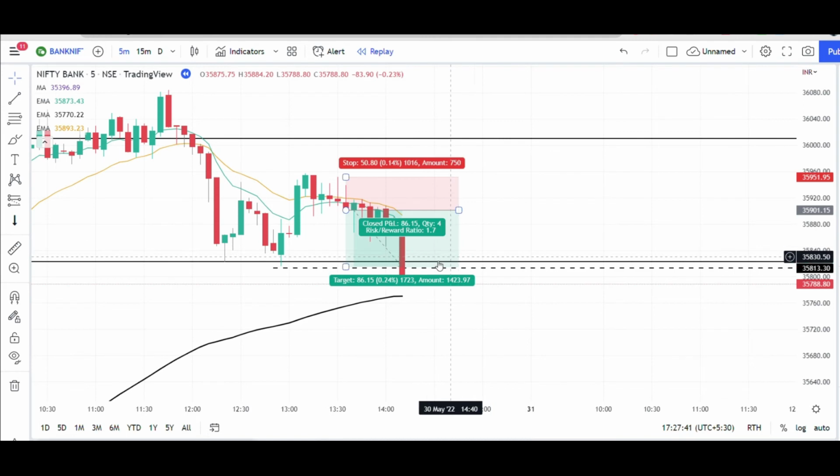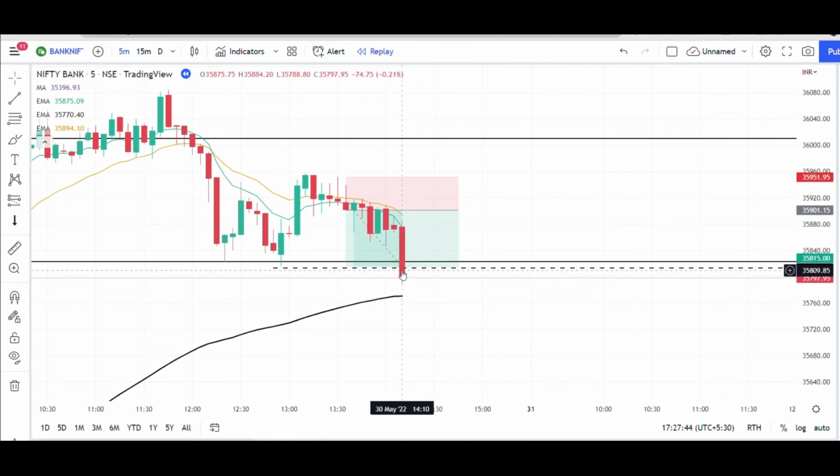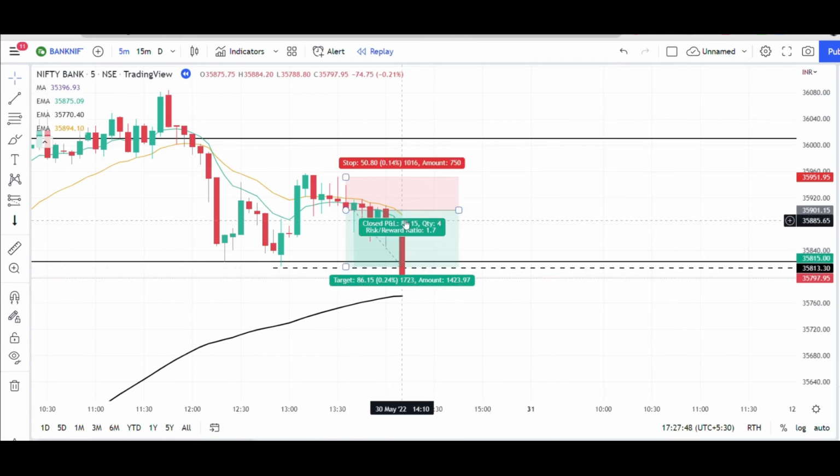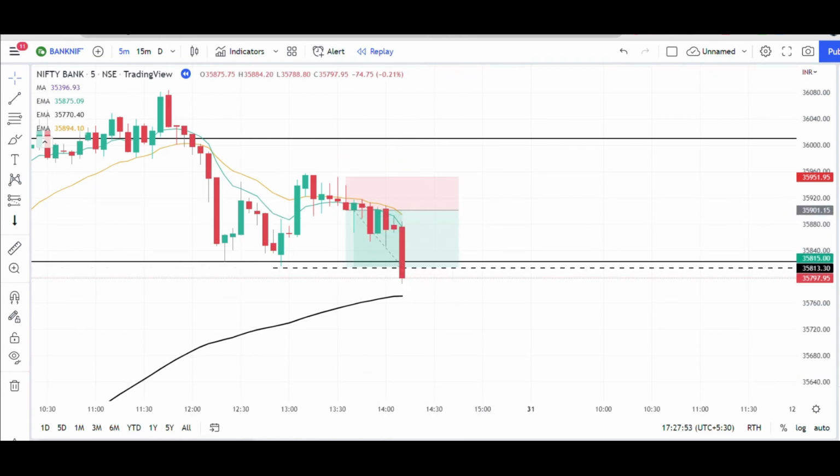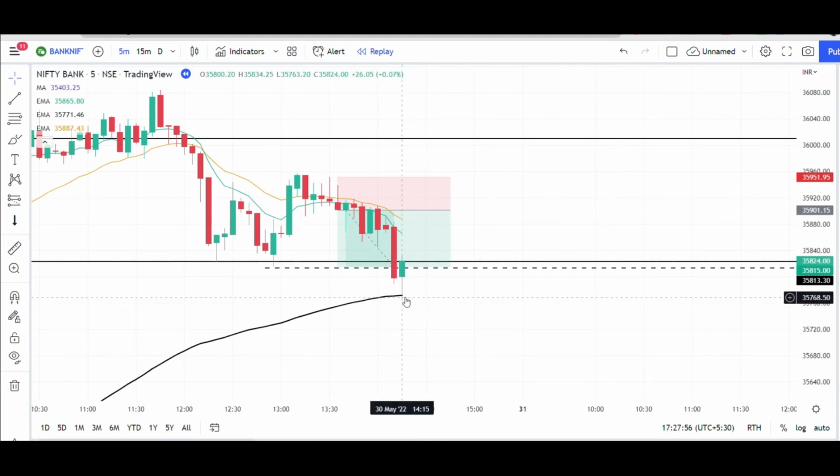the first target. We will exit at the first target because the 100 exponential moving average is not that far, and we will trail the stop loss with cost to cost or with this 20 exponential moving average. So our target is done, and look, it reversed totally from the 100 exponential moving average. This is why we have to keep on looking at the 100 exponential moving average. As soon as it touches, we will exit.